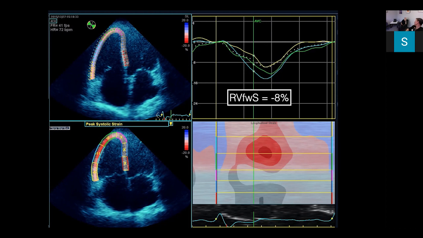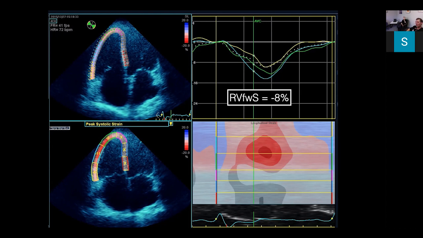Wouldn't you want to go through the deepest point of the curve anyway, to some extent? I think you can choose how you want to do it. You just got to do it the same way every time. Well, on that one, it looks like it's only just over 2/3 of the way down to the peak. So that's where I normally do the RV free wall strain. Is it okay to manually do it? Yeah, absolutely.